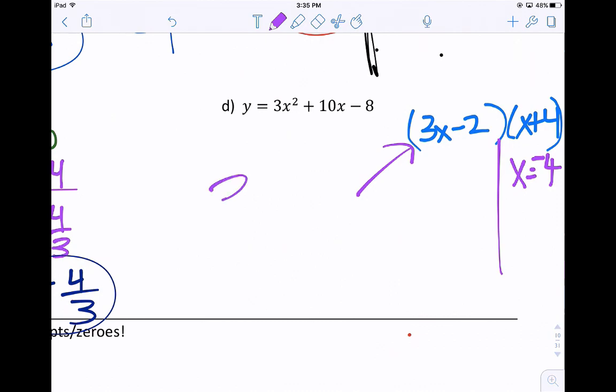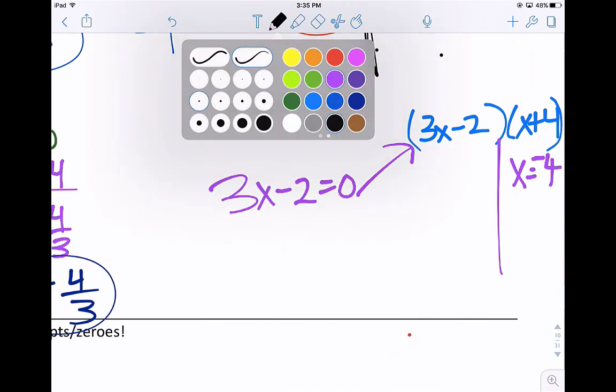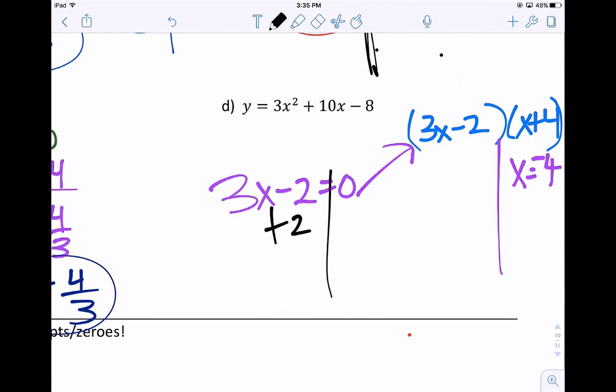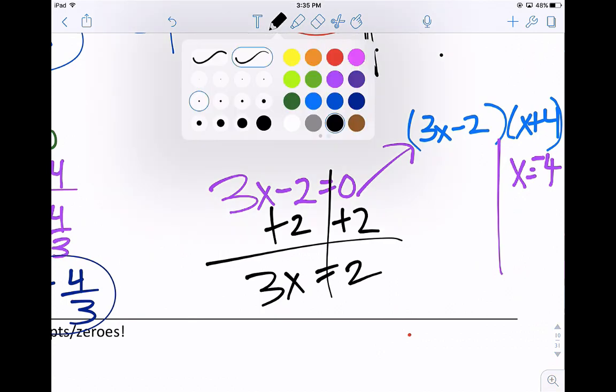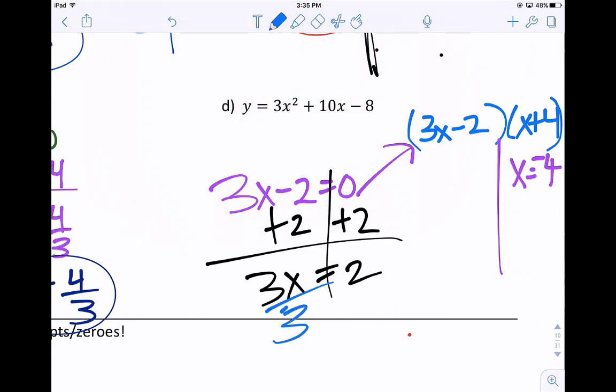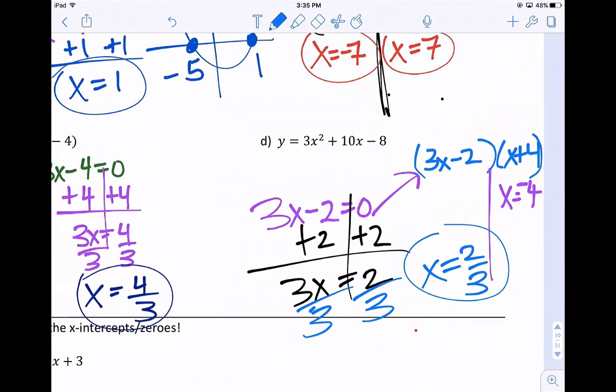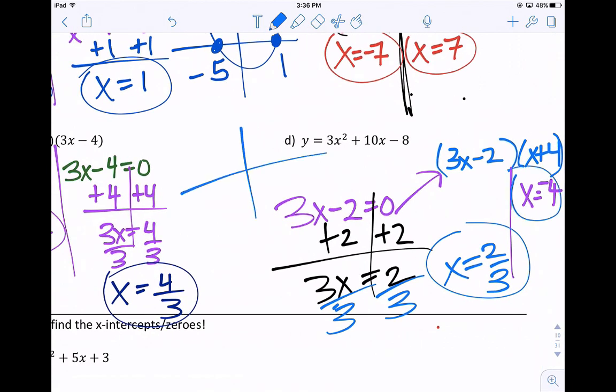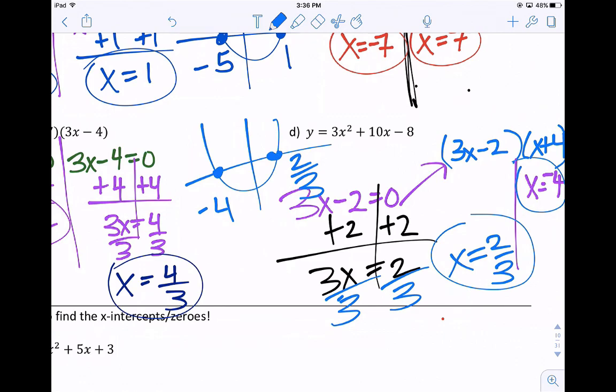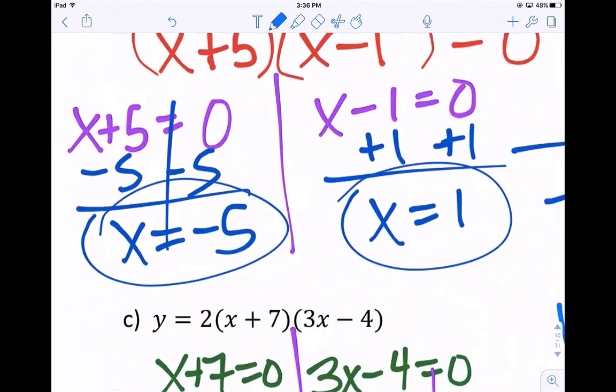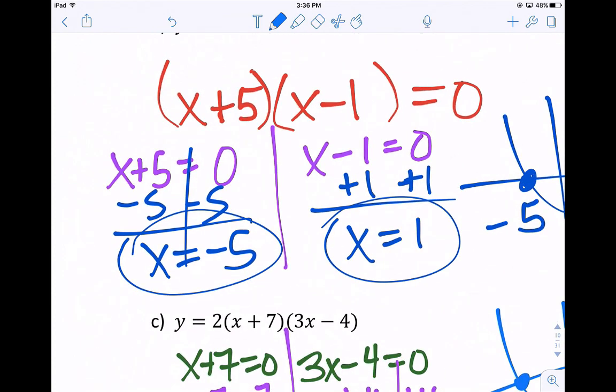How about this guy? So we have 3x minus 2 equals 0. We are going to add 2 to each side. So you have 3x equals 2, and then divide each side by 3, so x is 2/3. So this one would cross twice. One would be at -4, and one would be at 2/3. So that's finding zeros. Okay, so again, steps are you factor, and what makes each factor 0?